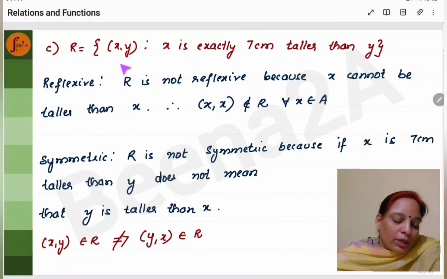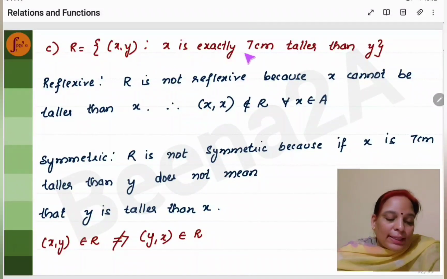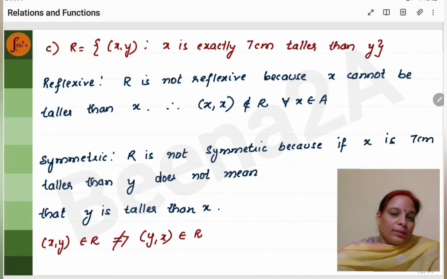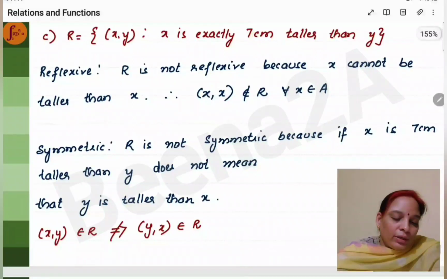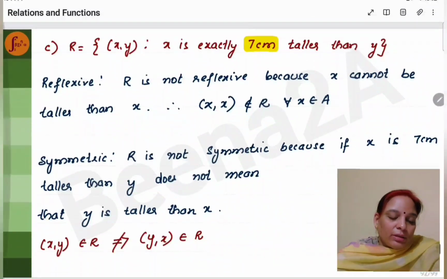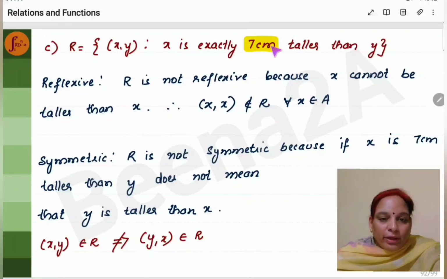Now, let's look at this particular relation. X is exactly 7 cm taller than y. X is exactly 7 cm taller than y. This is very important. 7 cm. Right? This makes a difference, big difference.